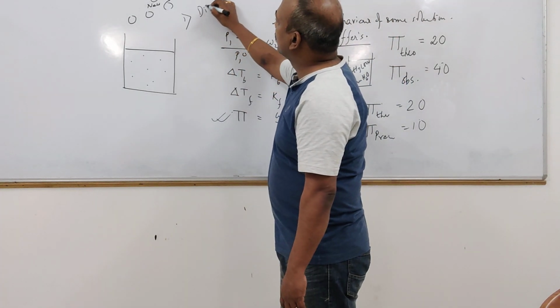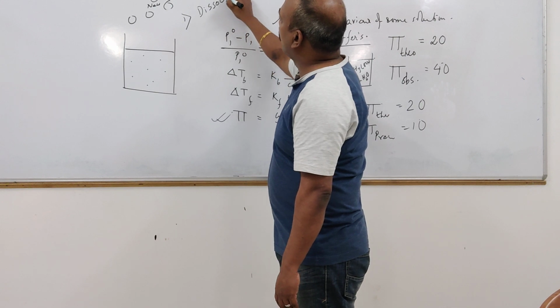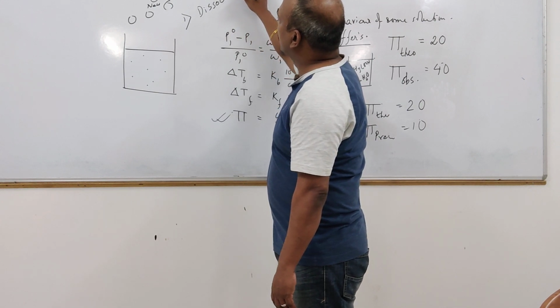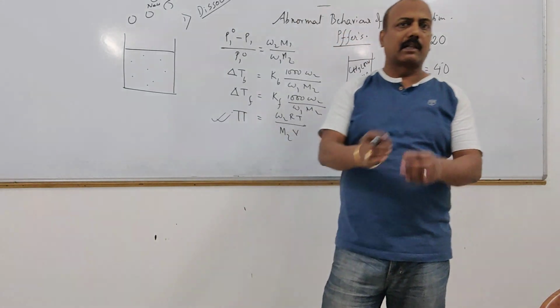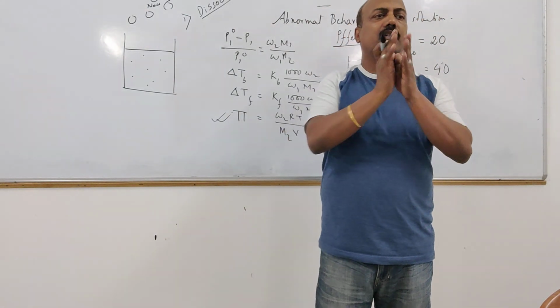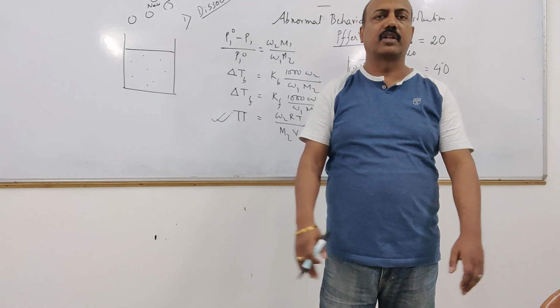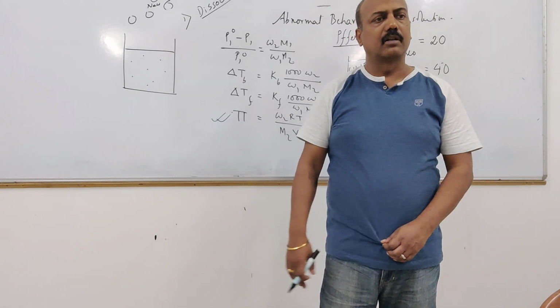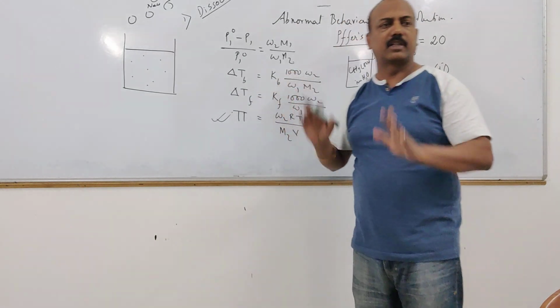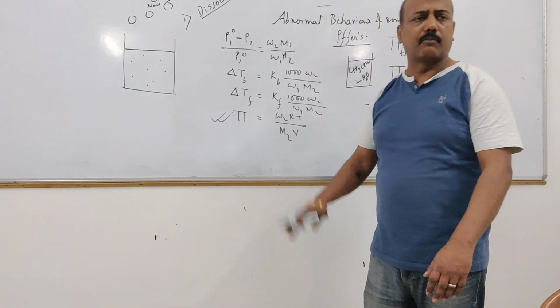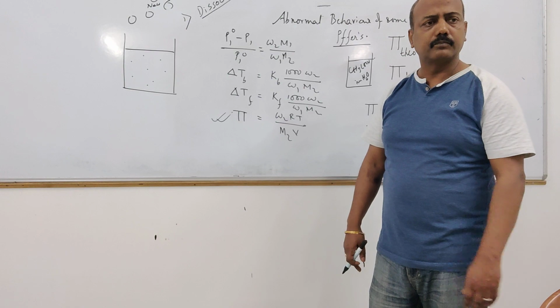is called dissociation. It is dissociating. The substance, the solute molecules, is getting dissociated in the solution, breaking down in the solution, and the value is increasing. It breaks down into whatever ions, whatever number of ions, but it is breaking down.